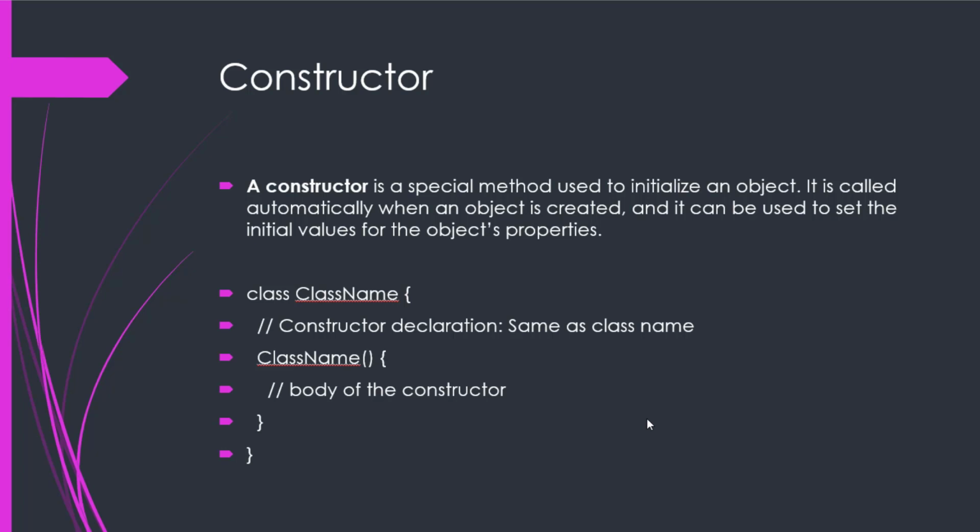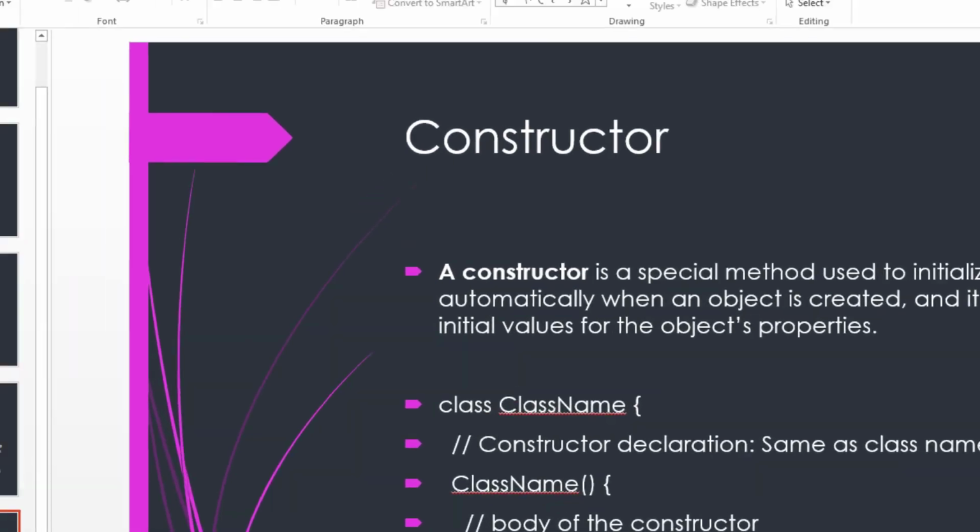Our previous tutorial was about classes and objects. Now in today's tutorial we are going to discuss what is a constructor. A constructor is a special method used to initialize an object. It is called automatically when an object is created, and it can be used to set the initial values for the object's properties. Let me open VS Code and show you practically what a constructor is.